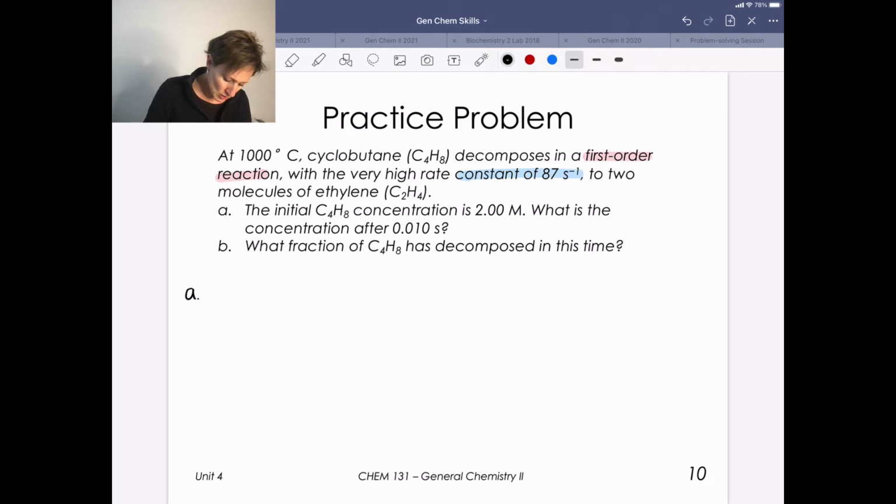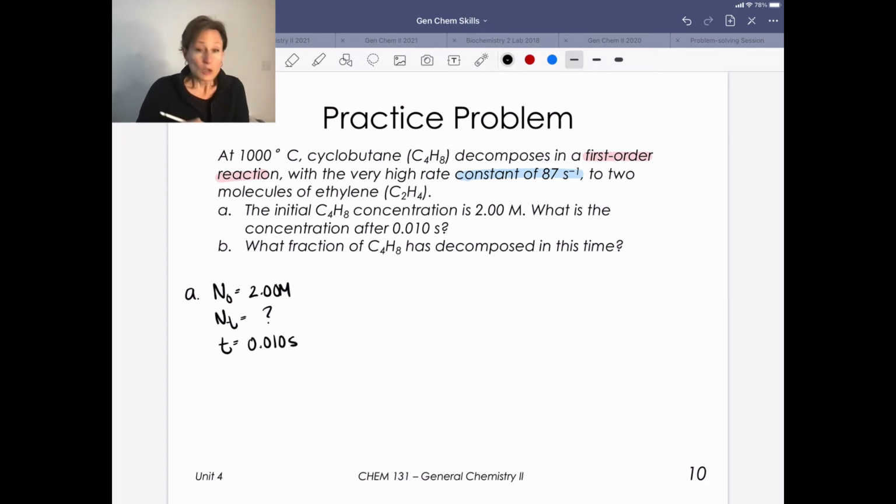They tell us the initial concentration, right? The initial concentration is 2 molar. We want to know what is the concentration after 0.010 seconds has passed. Pretty straightforward. We need to choose the first order rate law equation. So ln of the amount that we start with over the amount at time t, and sometimes you'll see this written as A sub 0 and A sub t, equals kt.